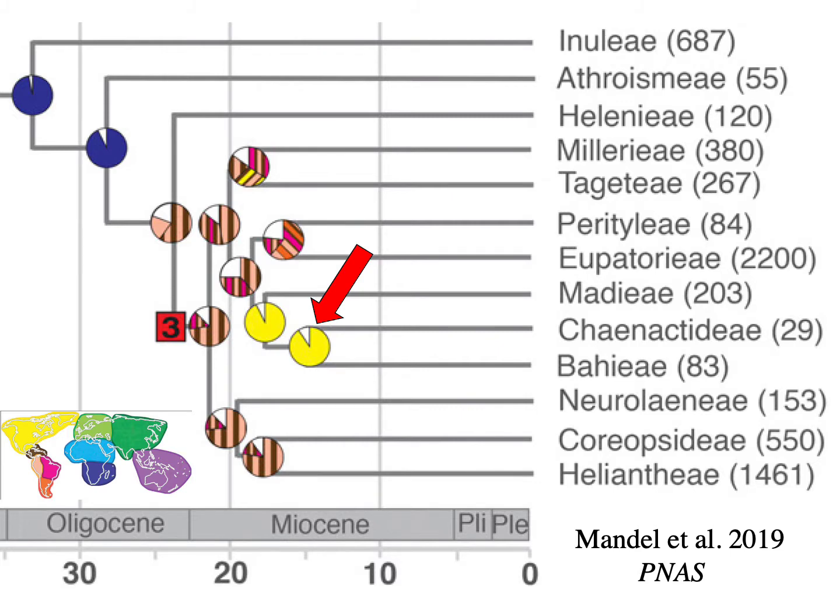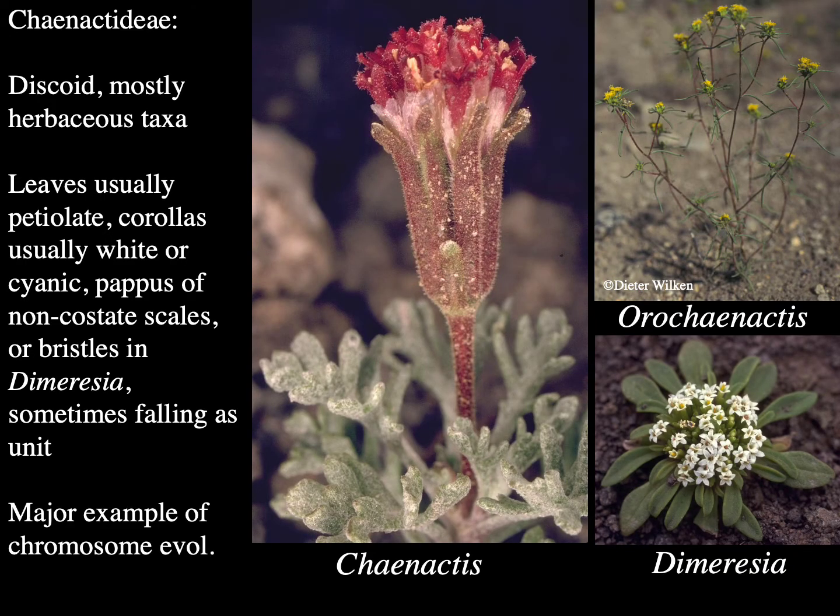So I now want to turn to a couple of tribes, the Chaenactideae and the Bahieae, that together only add up to about 100 species or so. And you can see from Jennifer Mandel et al.'s paper that these are groups that are associated with North America, primarily Mexico and north, in more desert-like climates, and are reconstructed as ancestrally being of more northerly origin within the New World.